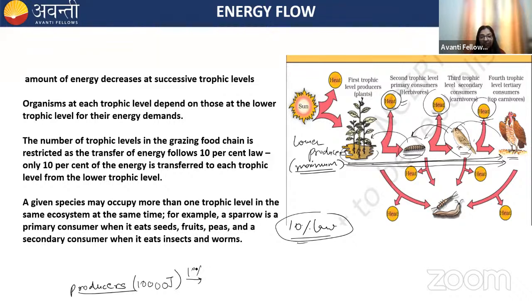Only 10% of the energy would be transferred to the next trophic level. So the amount of energy reaching the next trophic level is 1,000. Now 10% of that will reach the next trophic level, like 100. This is how it works, because some amount of energy is lost during this transfer from one trophic level to the next. So the trophic levels also get restricted in the chain.